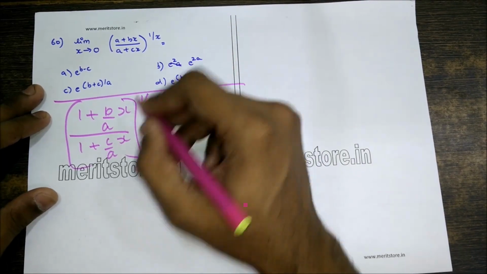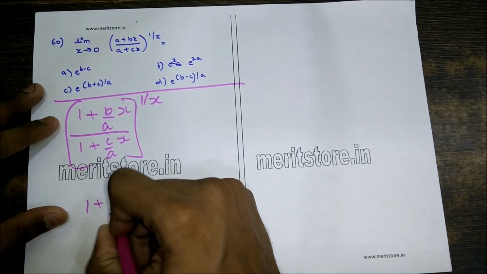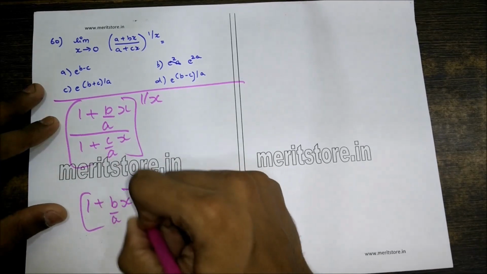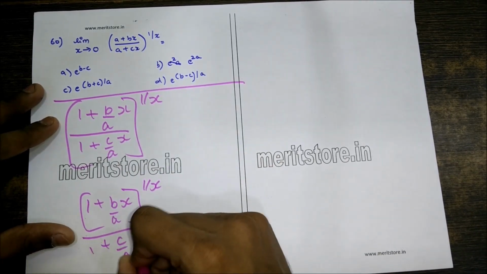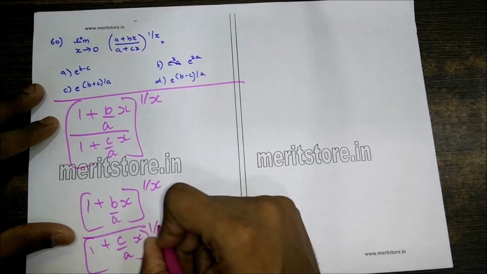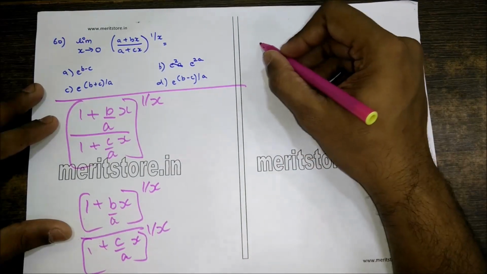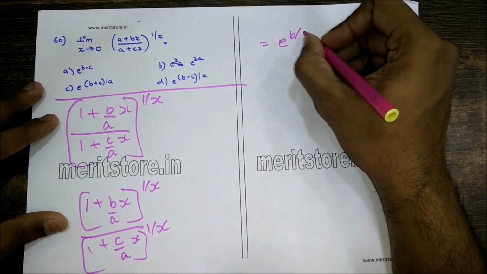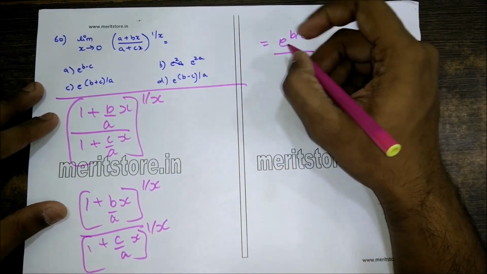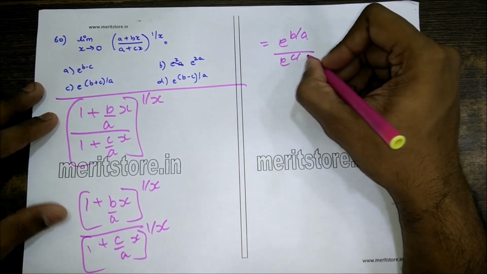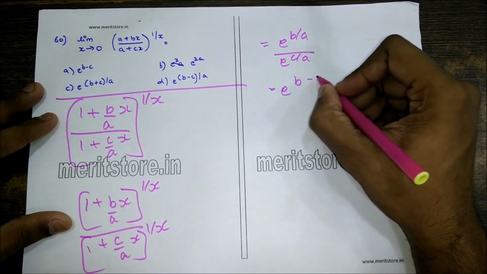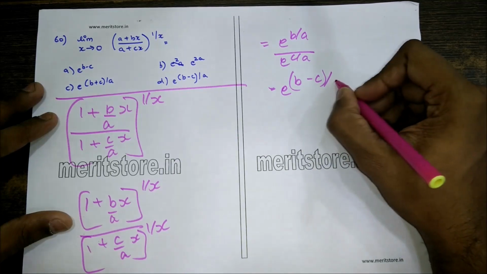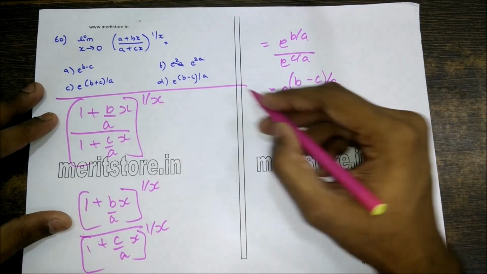Taking 1 by x for the numerator and denominator individually, we get numerator raised to 1 by x and the denominator raised to 1 by x. Now this gives us e raised to b by a upon e raised to c by a. Taking it on top, we get e raised to (b minus c), the whole by a, which is option D.